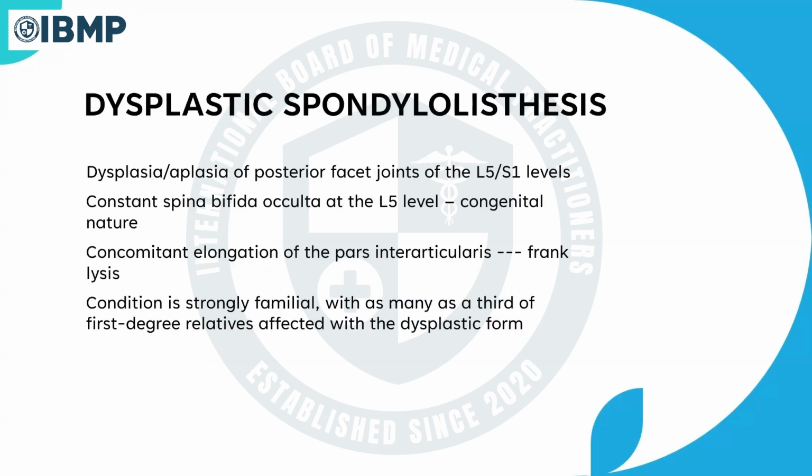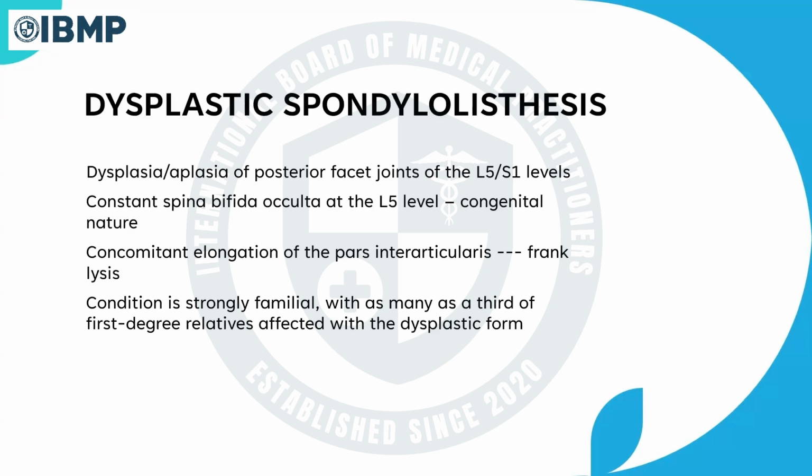So coming on to the first one, which is the dysplastic spondylolisthesis. The dysplasia or the aplasia of posterior facet joints of the L5S1 level and constant spina bifida occulta at L5 level, congenital in nature. As I told you, these defects are right from the birth. So the anatomy, the formation of the facet joint, the junction between L5 S1, is not well formed. There's a defect there which promotes this slipping of the vertebrae. And it leads to concomitant elongation of the pars interarticularis and finally leading on to a frank lysis. A frank breakage or fracture is there, followed by a slippage of the vertebrae.